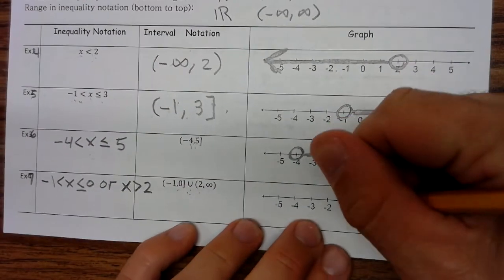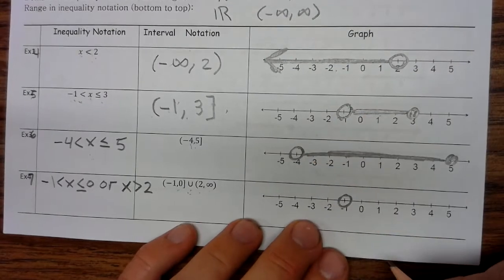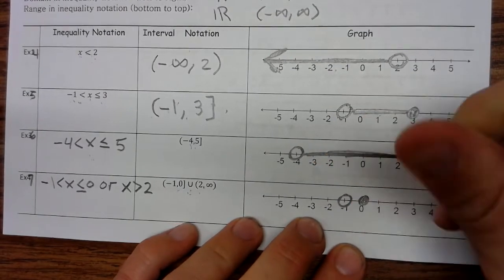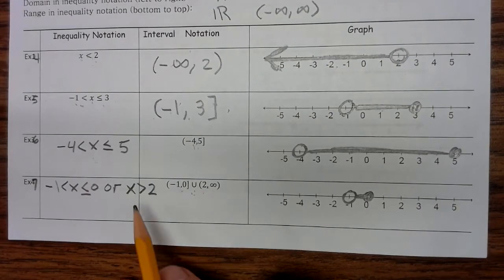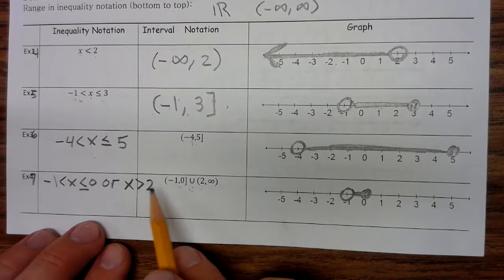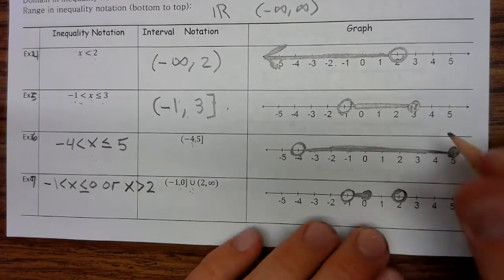So we have an open circle at -1, closed circle at 0. We shade in the middle. Or, that's when we have the gap. Again, the arrow's going to the right. So we have an open circle at 2, and we're shading to the right.